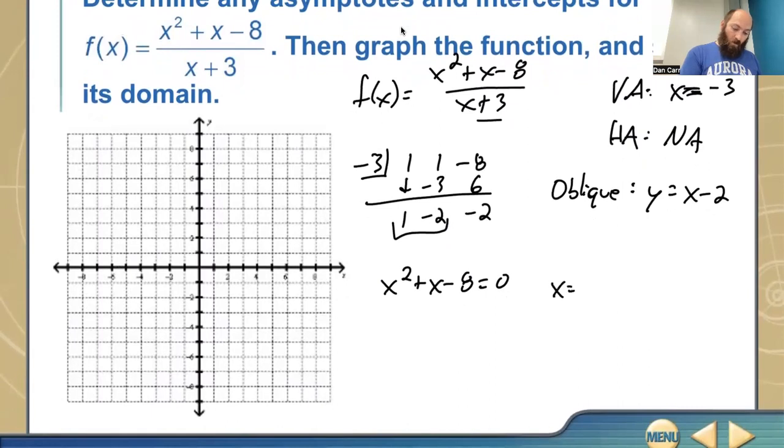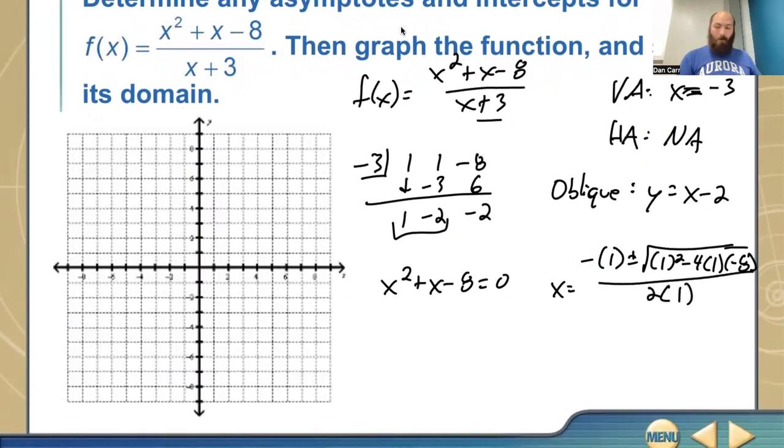So let's go right to our quadratic formula. So it's the opposite of 1 plus or minus the square root of 1 squared minus 4 times 1 times a negative 8, all over 2 times 1. Okay, so I'm just going to go ahead and plug this all in my calculator at once just so I can get my two answers real fast. Give me 1 second on that one.